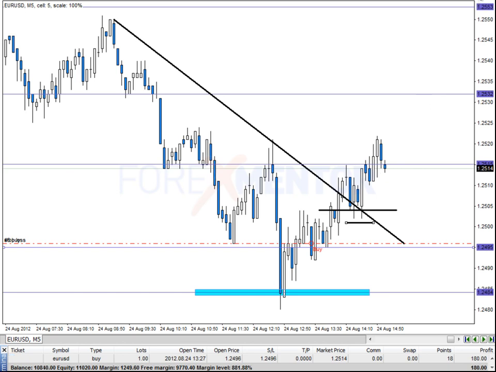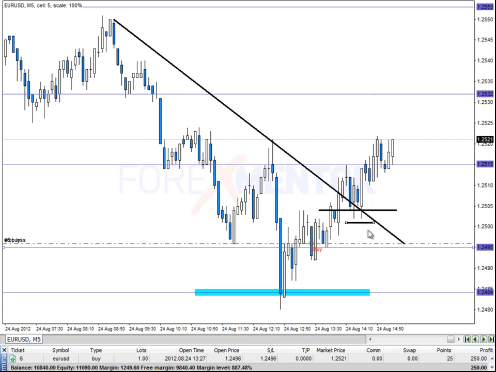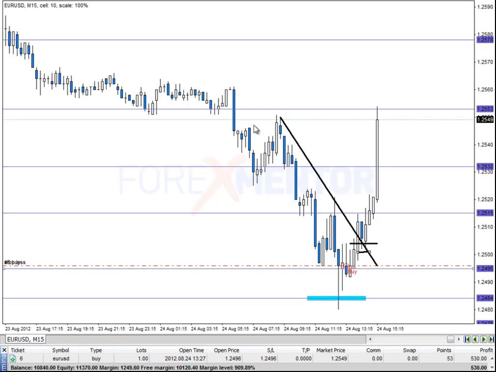Retesting this area. So if we can close up above here, I want to move my stop to this area and just lock in. It's only 5 pips, but on average in the long term, 5 pips is not too bad. Okay, so there's a big push up. This must have been some news or something. You can see it's blown right to this area and it's rallied up.